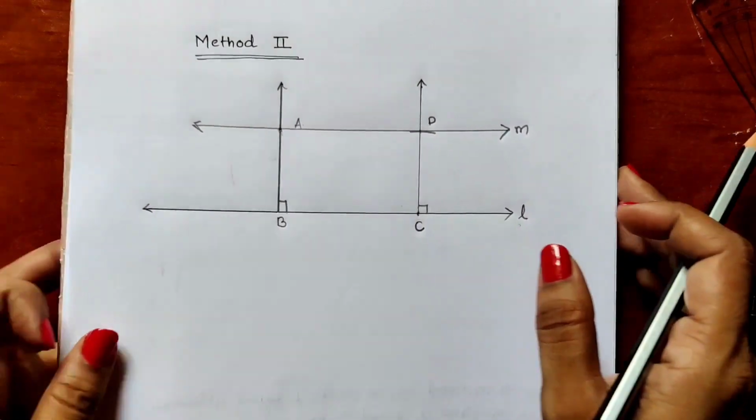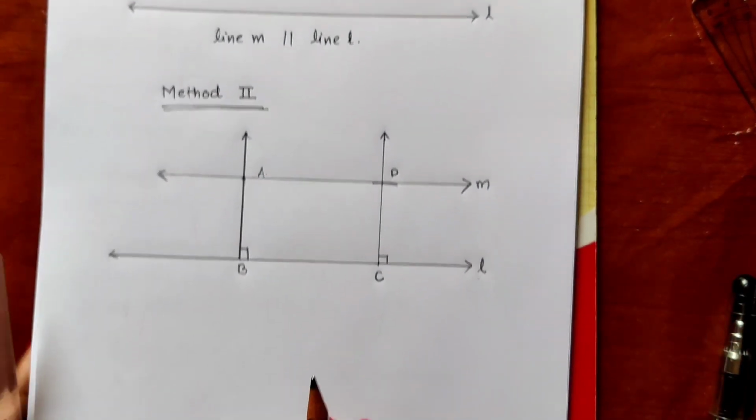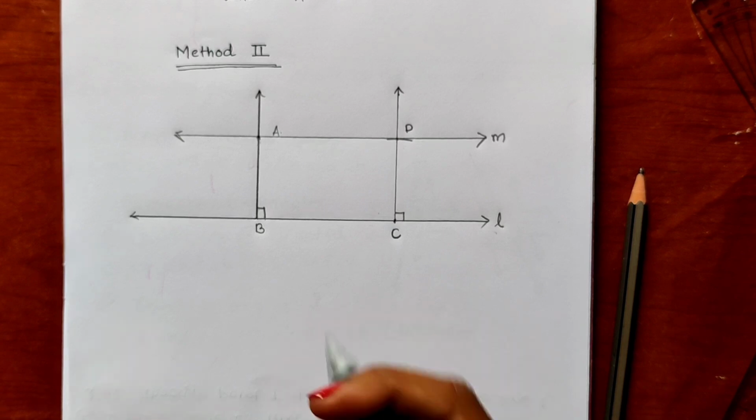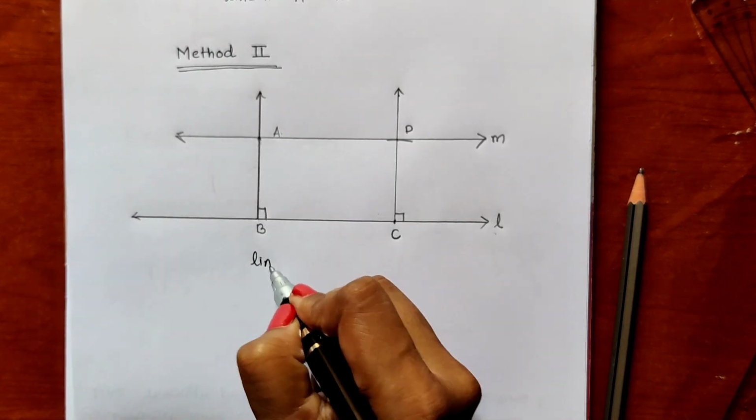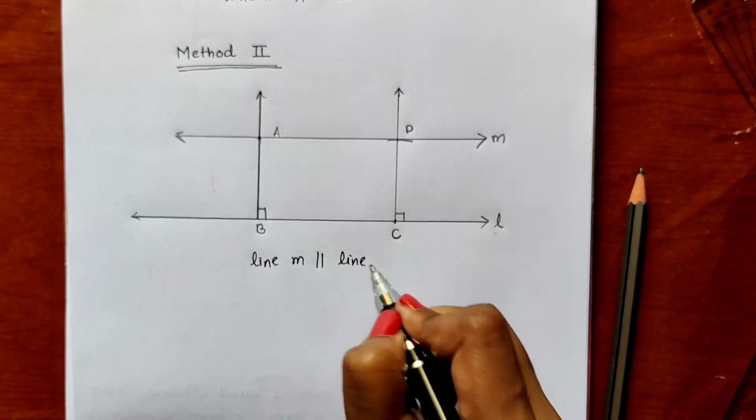First method we have used set square. Second method we have drawn perpendiculars and then we have drawn the parallel line. Here we can write line M parallel line L.